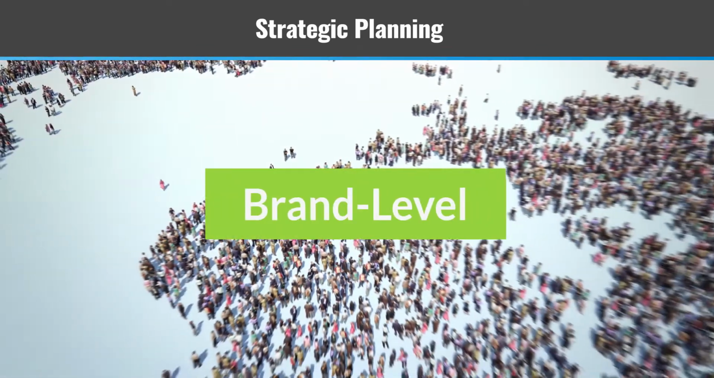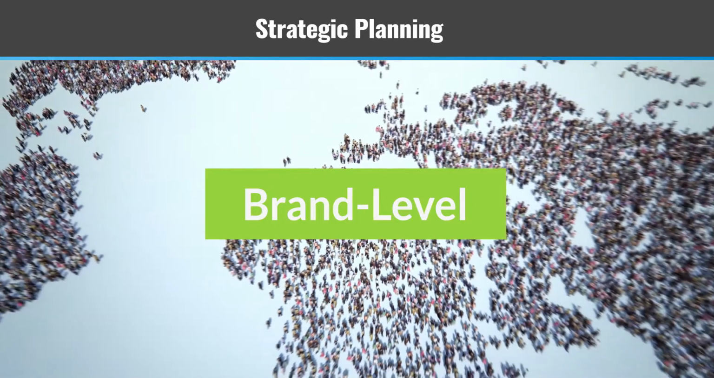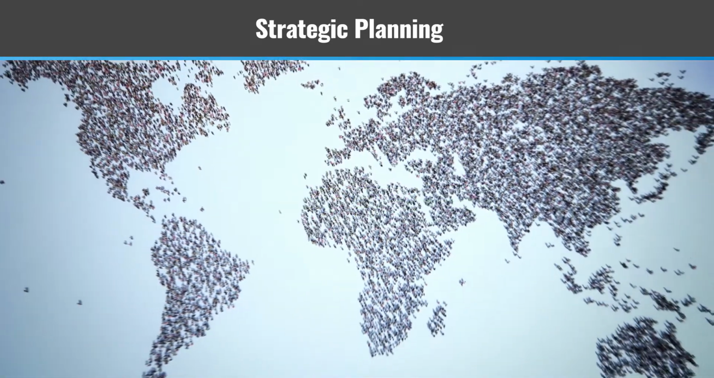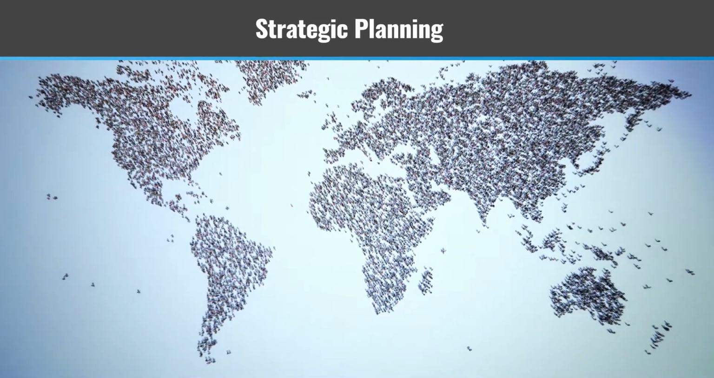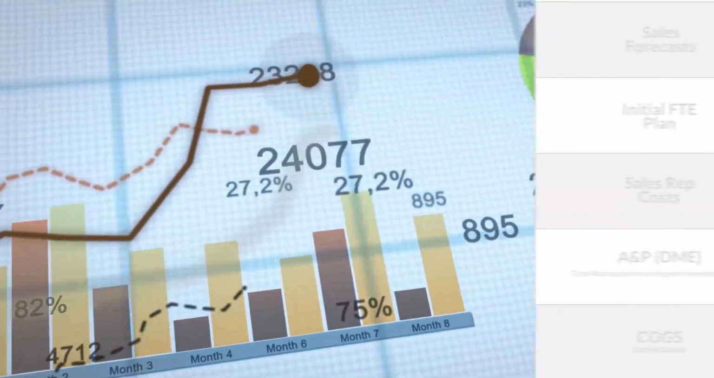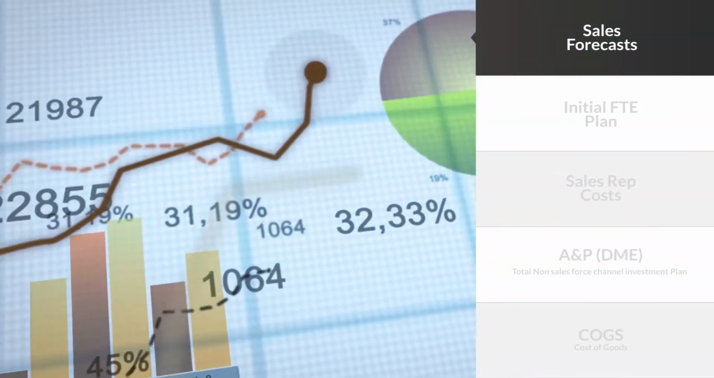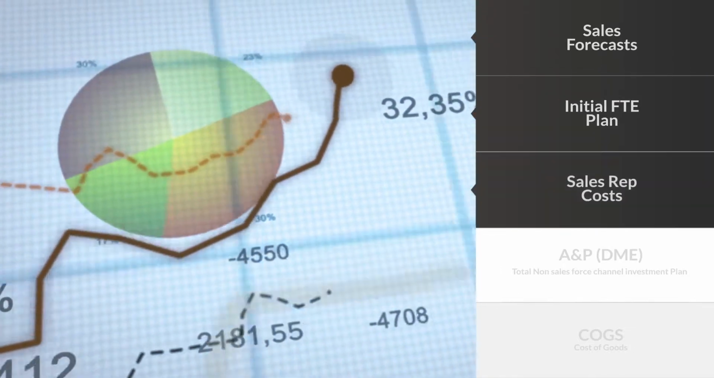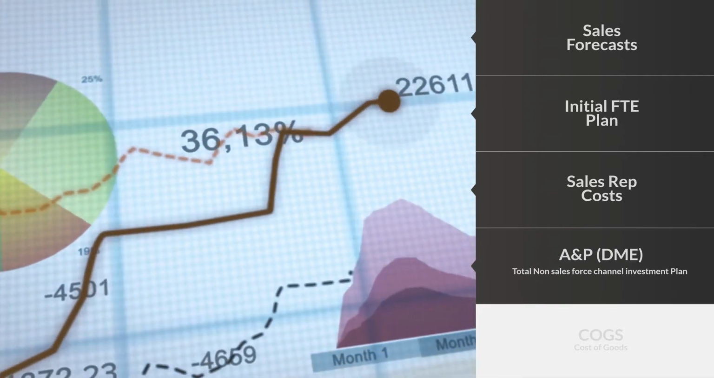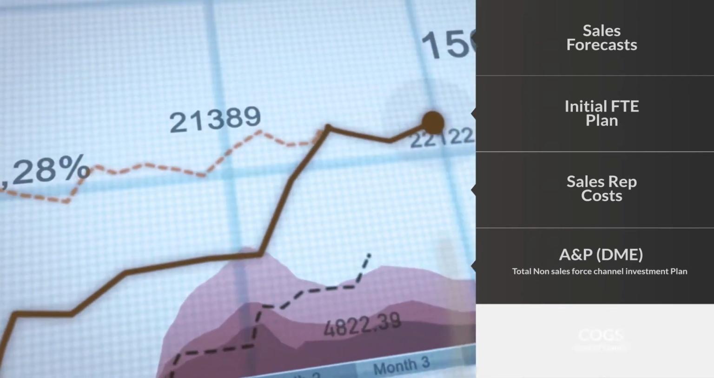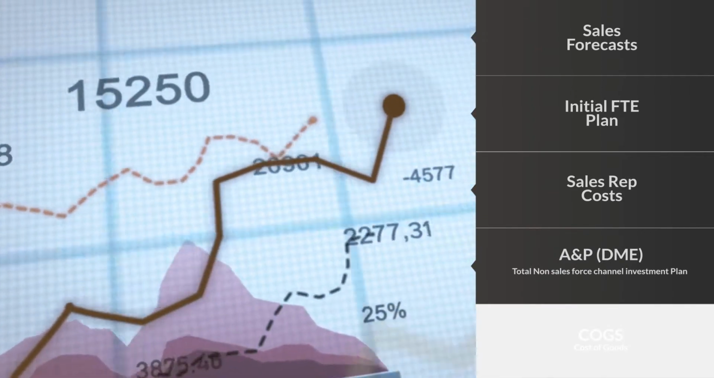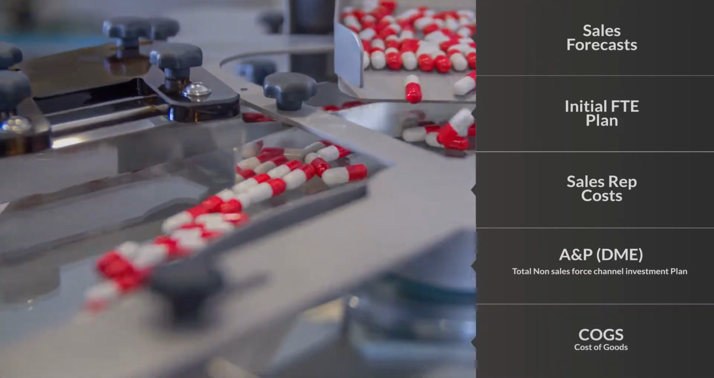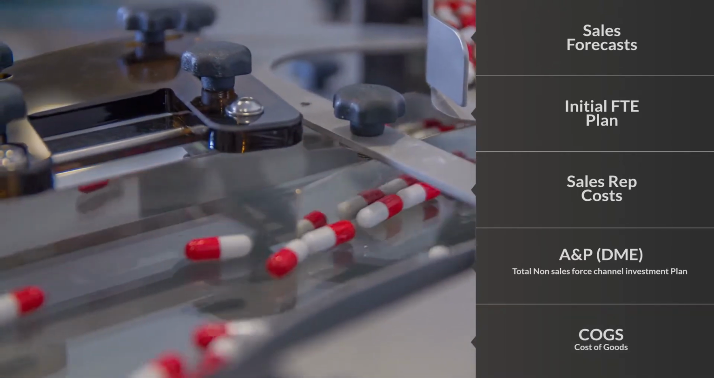This is a brand-level study. All data is required at the brand or indication level only. No customer data is required to be collected. The following data is required: sales forecasts, initial FTE plan, sales rep costs, A and P, meaning advertising and promotion, or DME, which is the total non-sales force budget, and COGs, or cost of goods.